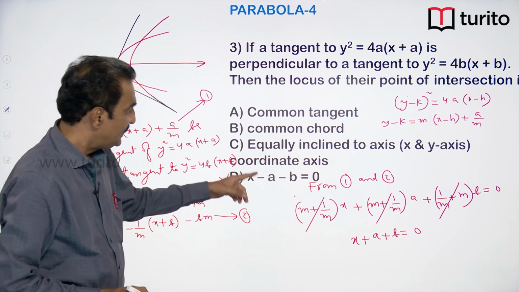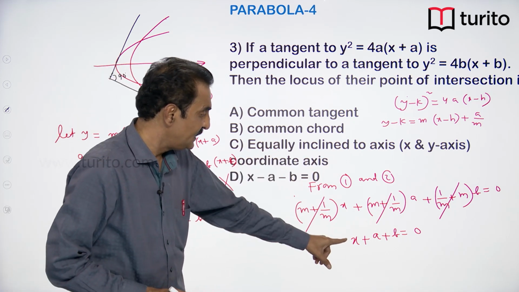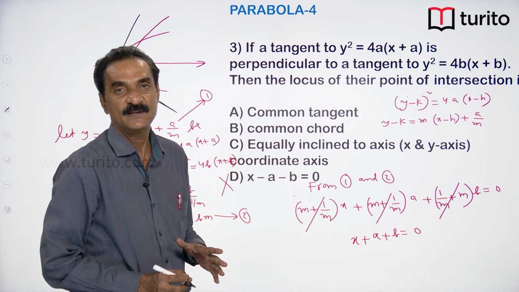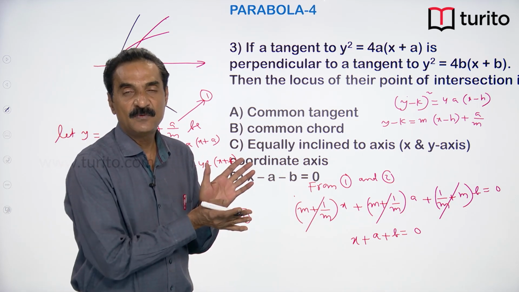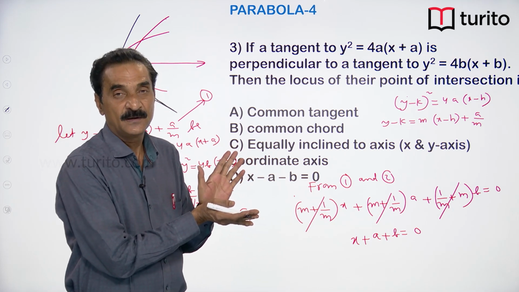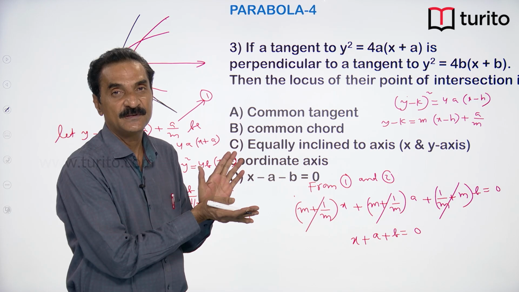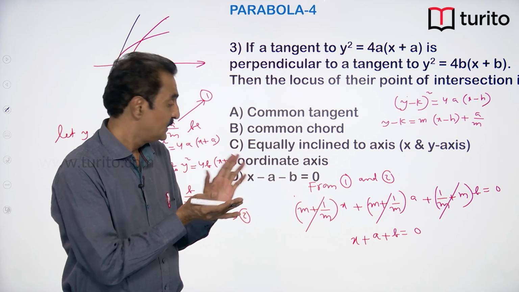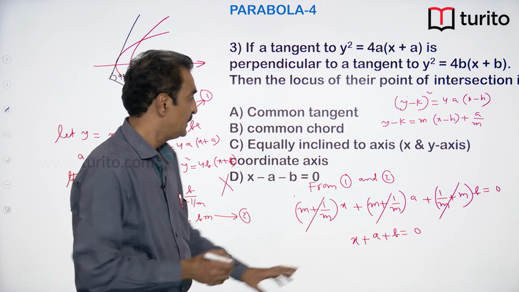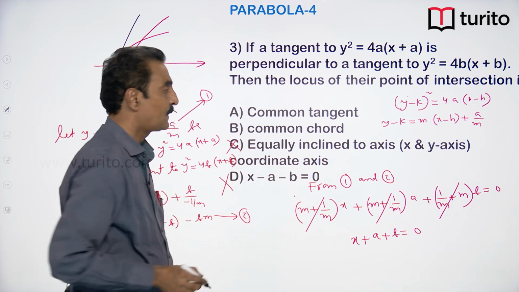Now let us check option C. Is it equally inclined to the x axis and y axis? No. If any line is equally inclined to the x axis and y axis, its inclination should be 45 degrees or 135 degrees. So this line is a line parallel to the y axis. So option C is wrong.